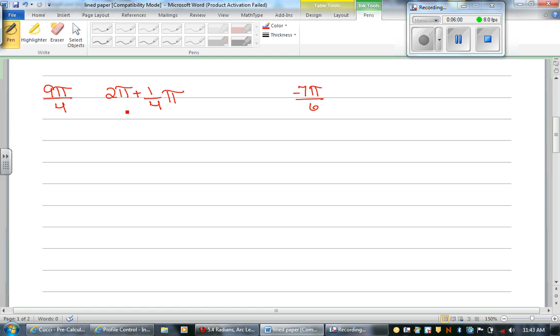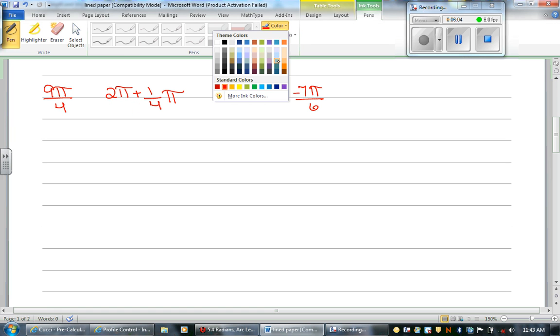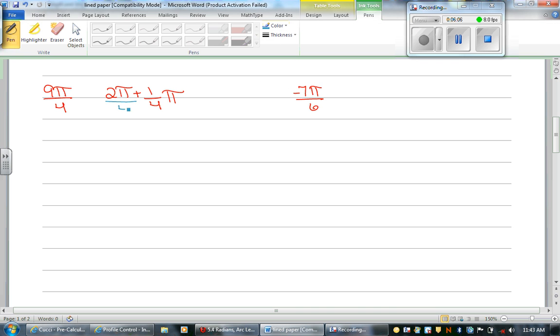If we were to break this up, we would have to have a common denominator, right? This would give us a denominator of 4. But we would also have to multiply 2 pi by 4, which would give us 8 pi over 4 plus 1/4 pi, which would give us 9 pi over 4. So that's the breakdown if you were wondering how I got that.